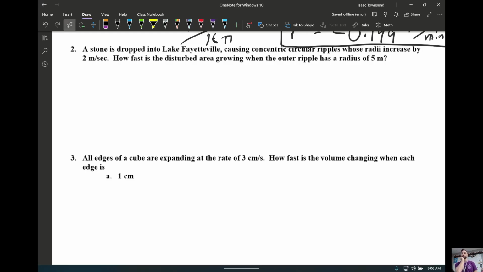Okay, so number 2. A stone is dropped into Lake Fayetteville, causing concentric circular ripples. So that's like you drop a stone.